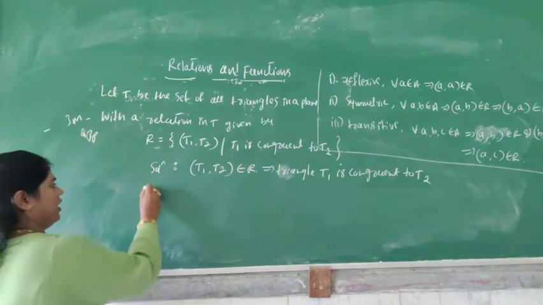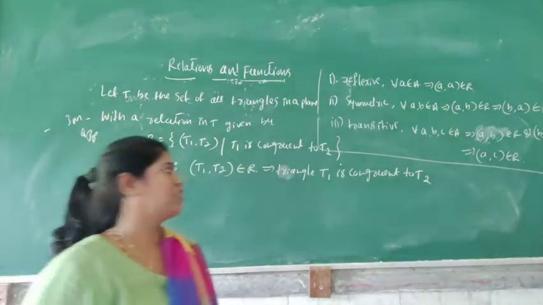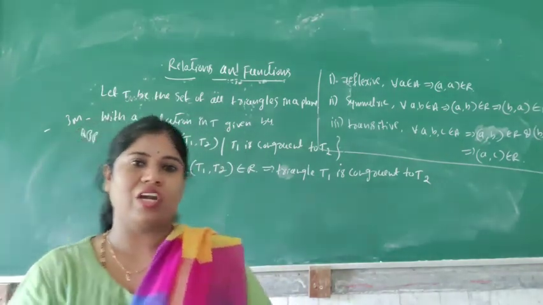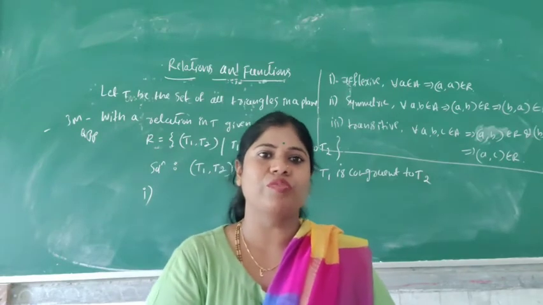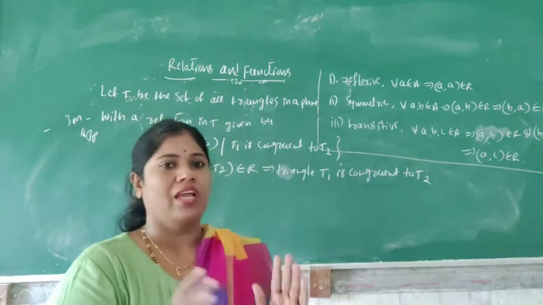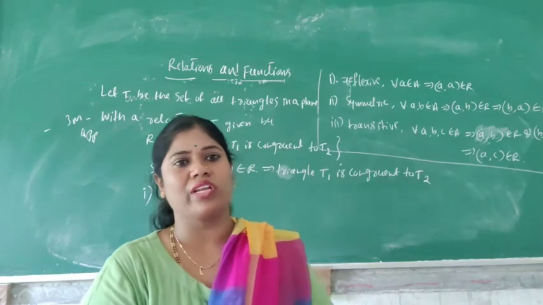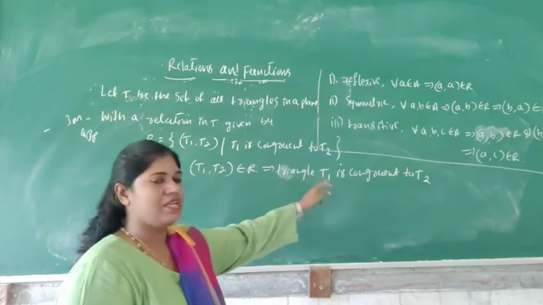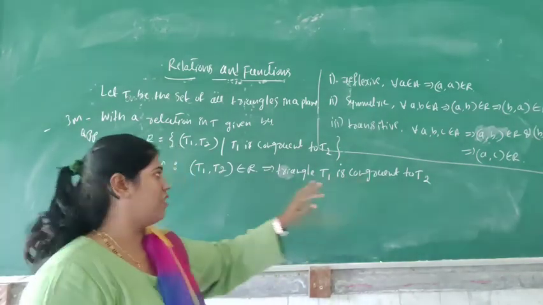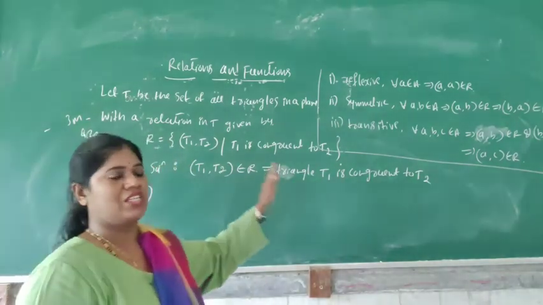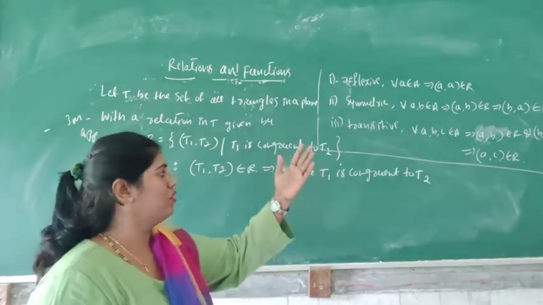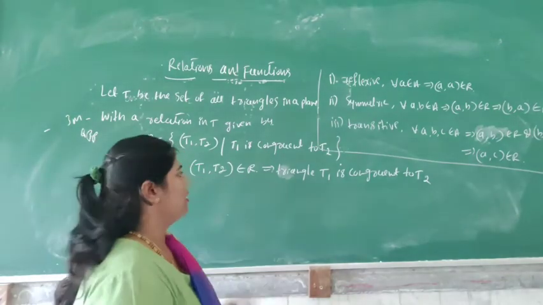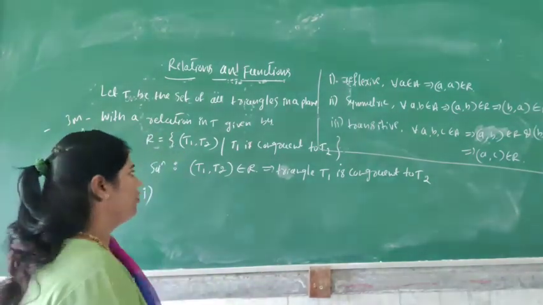First, what do we have to check? Reflexive relation. What is reflexive relation? We know that every triangle is congruent to itself. We know that the triangle T1 is congruent to T1. So (T1, T1) belongs to R. Hence it is reflexive.